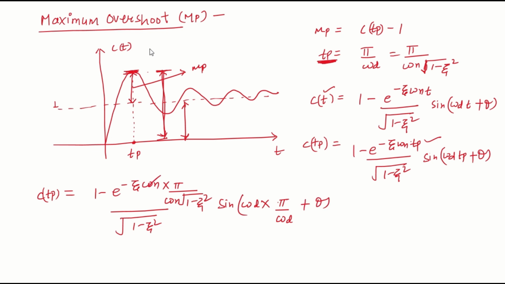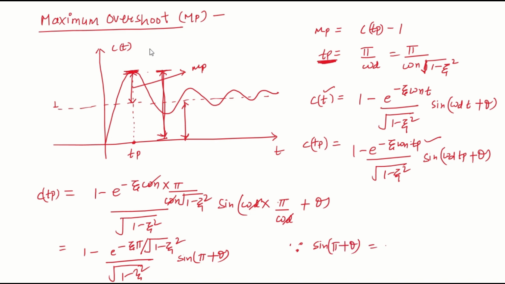Now here this omega n and omega n get cancelled, and here omega d and omega d get cancelled. So this value comes out to be 1 minus e raised to power minus zeta pi divided by root 1 minus zeta square, divided by root 1 minus zeta square into sine, this will be pi plus theta. Now we know that sine pi plus theta is minus sine theta. So let us move to the next slide.